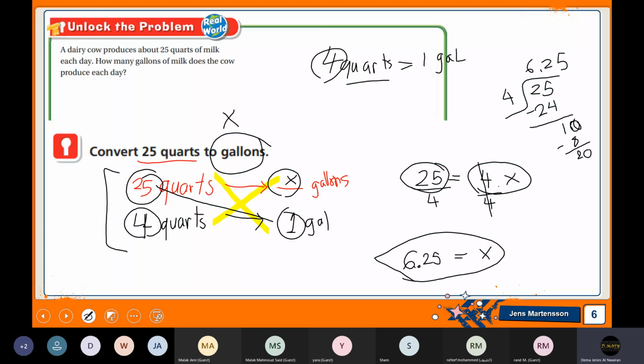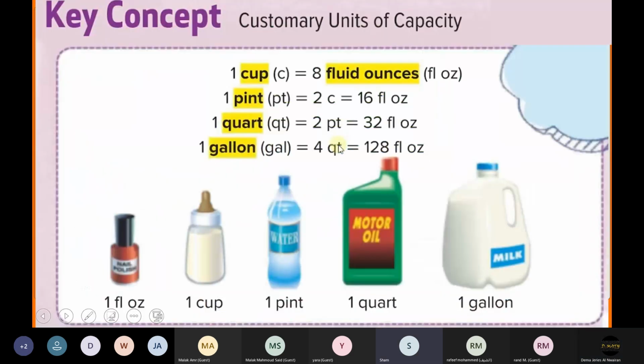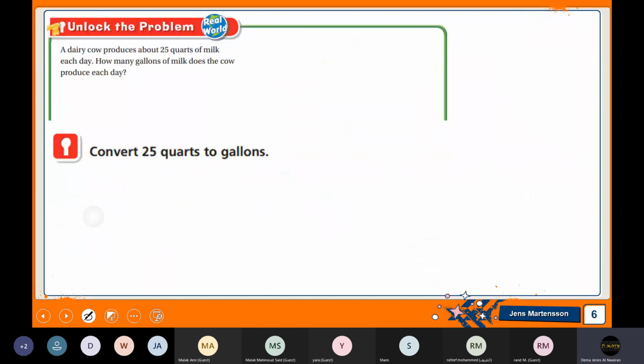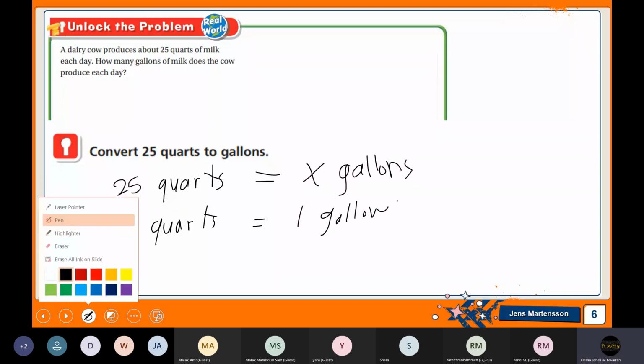Here, they asked you 25 quarts, how many gallons? You said that it's 6.25. You have to find it. I said 25 quarts, how many gallons? I don't know. But you know that each 4 quarts equals 1 gallon. So what will you do?